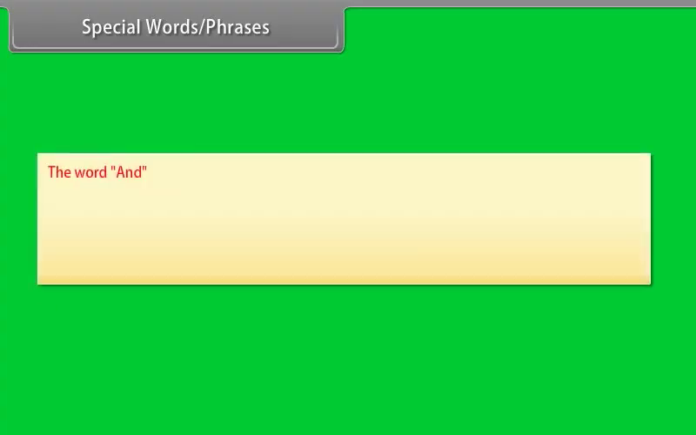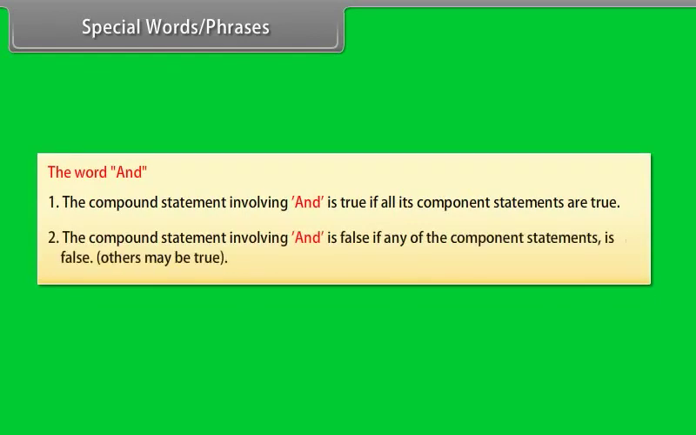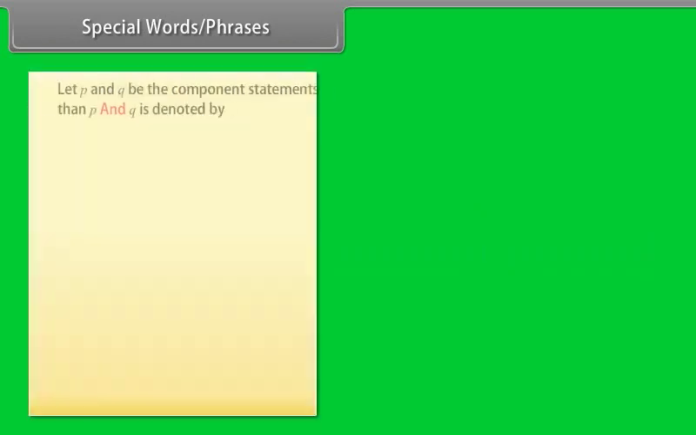Special words, phrases. The word "and". 1. The compound statement involving "and" is true if all its component statements are true. 2. The compound statement involving "and" is false if any of the component statements is false. Others may be true. Let P and Q be the component statements, then P and Q is denoted by P ∧ Q.